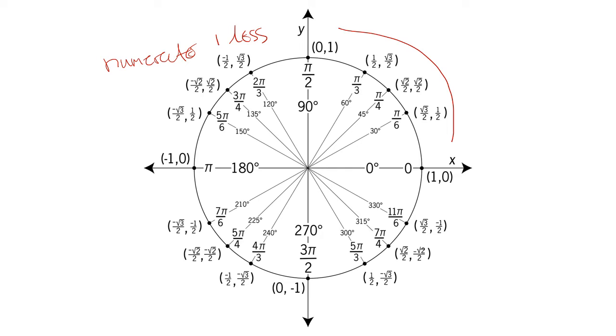Now, in the third quadrant, the numerator is one more than the denominator. So you can see 7 pi over 6, 5 pi over 6, so it's one more.